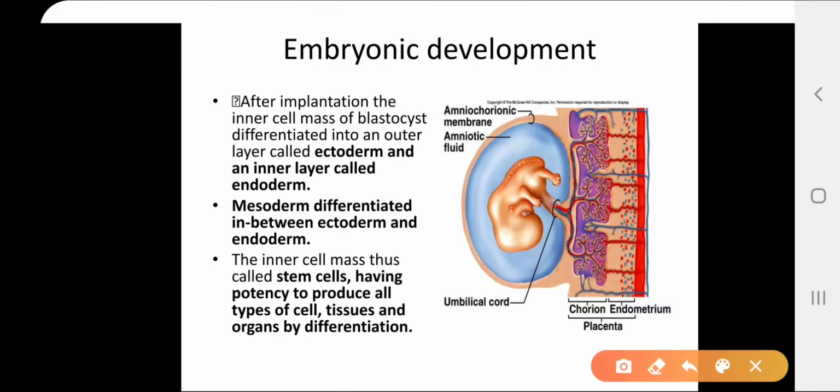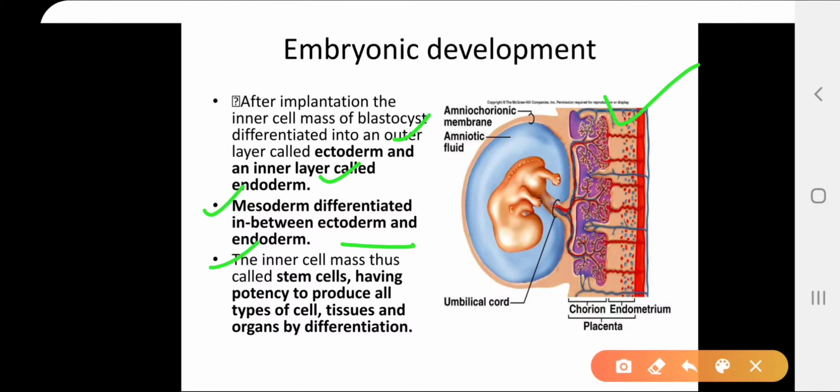Now, embryonic development, as you see here: after implantation, the inner cell mass of the blastocyst is differentiated into the outer layer called ectoderm. The inner layer is called endoderm. In between the two layers is the mesoderm. Mesoderm differentiates in between ectoderm and endoderm.